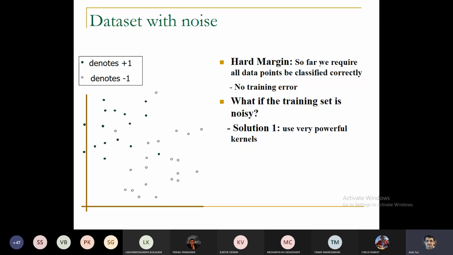So far we require all data points to be classified correctly. There is no training error. Whatever we have discussed so far is called hard margin. What if the training set is noisy? One solution is to use very powerful kernels. And another solution is this.